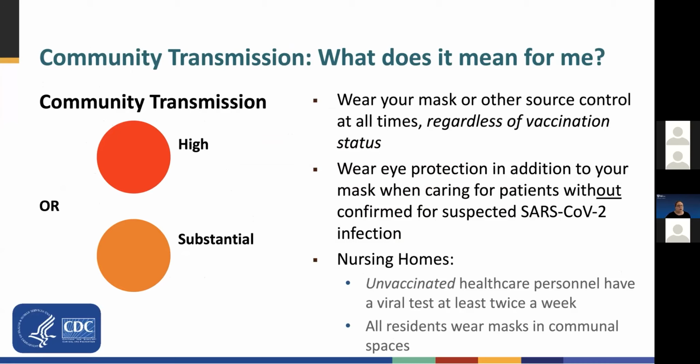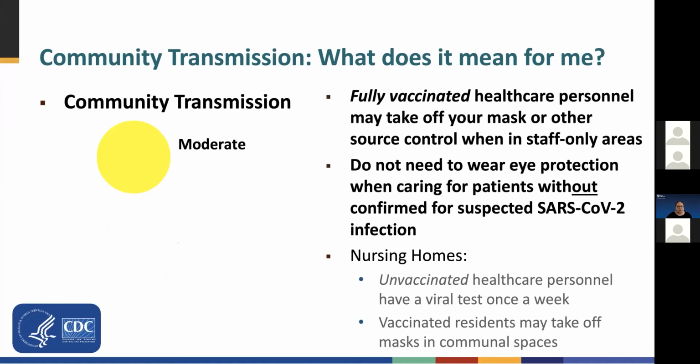If your community transmission is high or substantial, for source control, people should be wearing their mask or their other source control, their respirator, et cetera, regardless of vaccination status at all times, and in all areas of the healthcare setting. We also recommend that they're wearing eye protection in addition to their mask when they're caring for patients without confirmed or suspected SARS-CoV-2. So when you're with patients, we recommend adding eye protection to the mask. In nursing homes, unvaccinated personnel should be getting viral testing at least twice a week. And in general, residents should be wearing masks in all communal spaces.